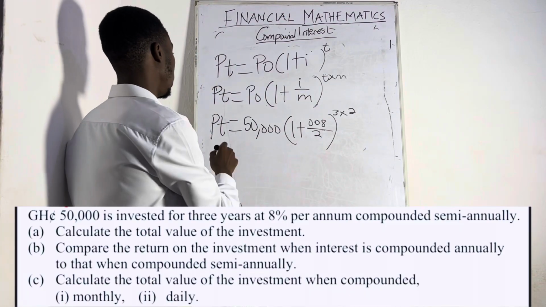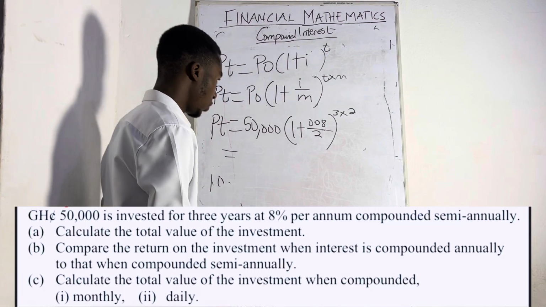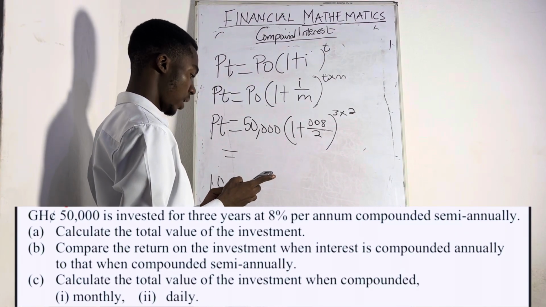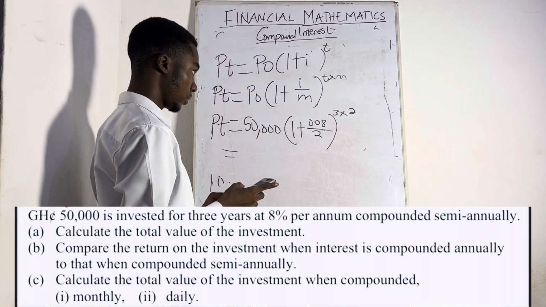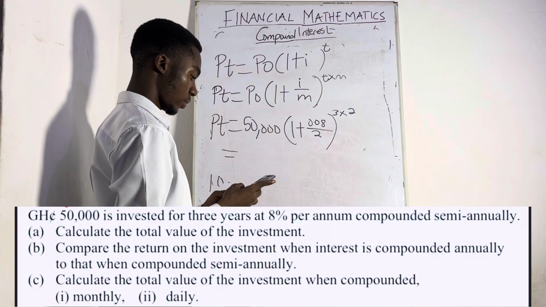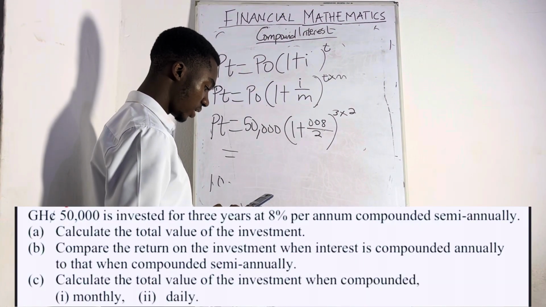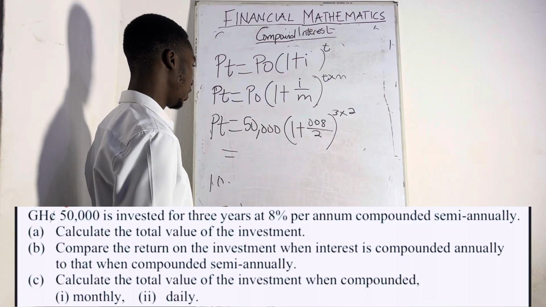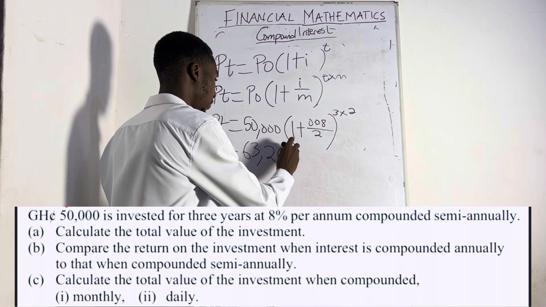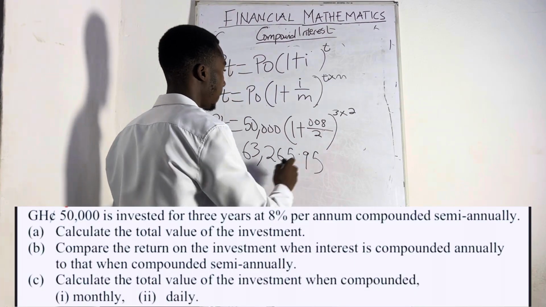You get it? So you can just punch all this on a calculator and see what you get. So we have 50,000 into brackets 1 plus 0.08 over 2, exponent 3 times 2. So we are getting 63,265.95. So that's what you are getting.